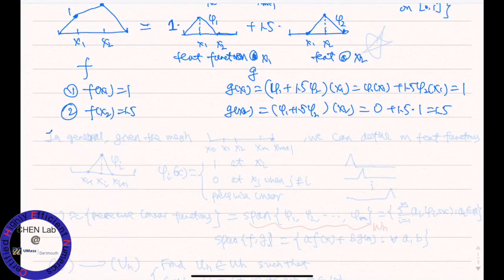So in general, given the mesh, what we have been using is x0, x1, x2, all the way to x_{m+1}. We can define m tanh functions.